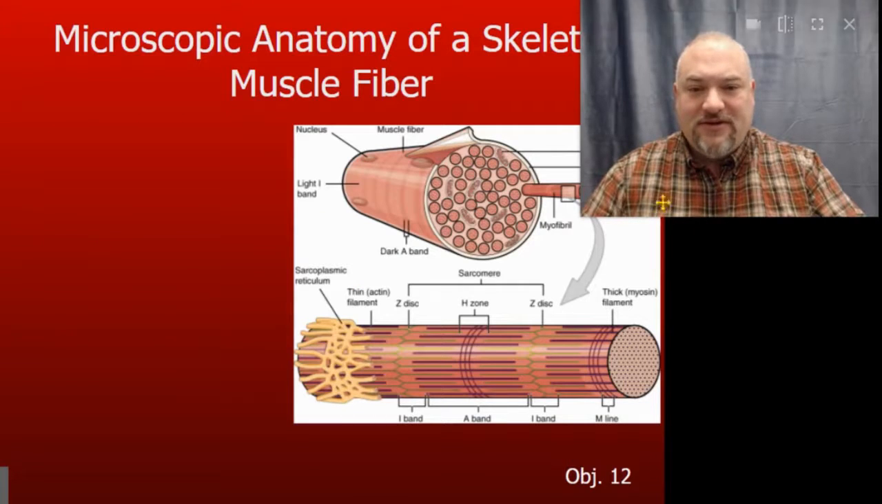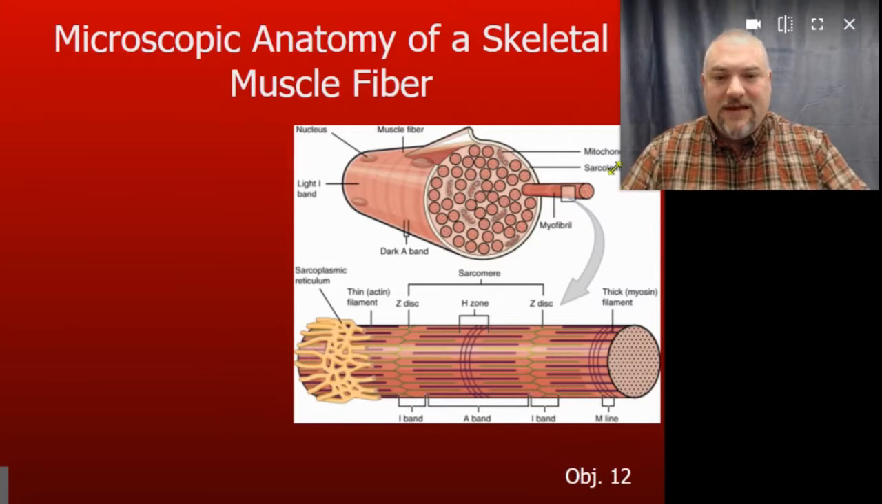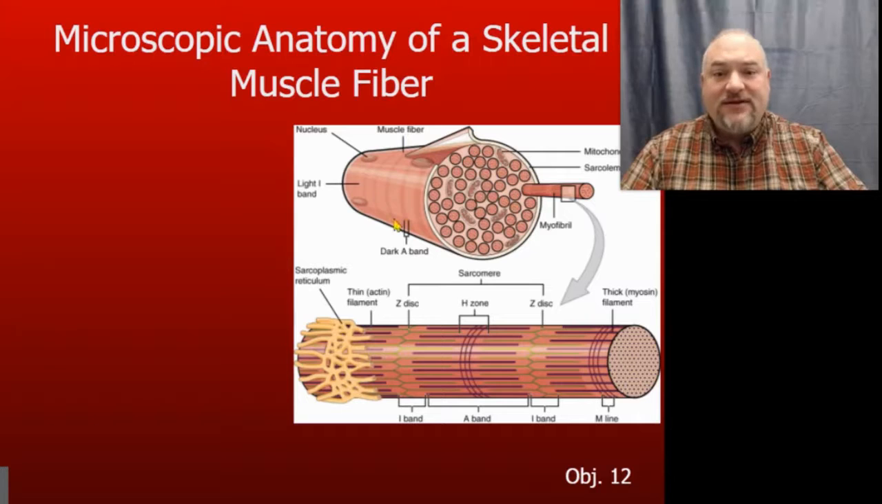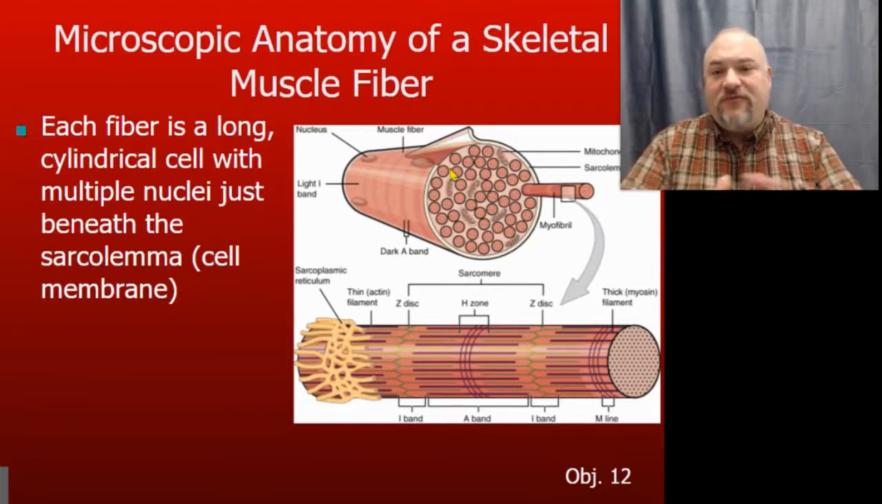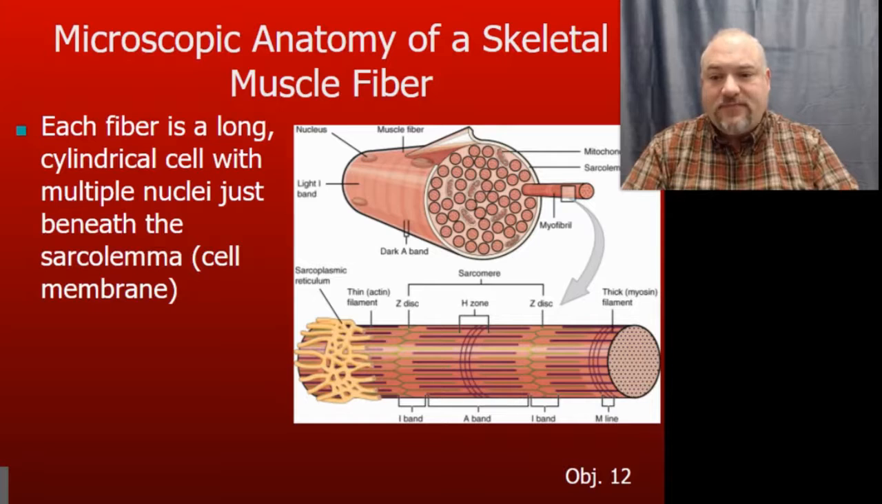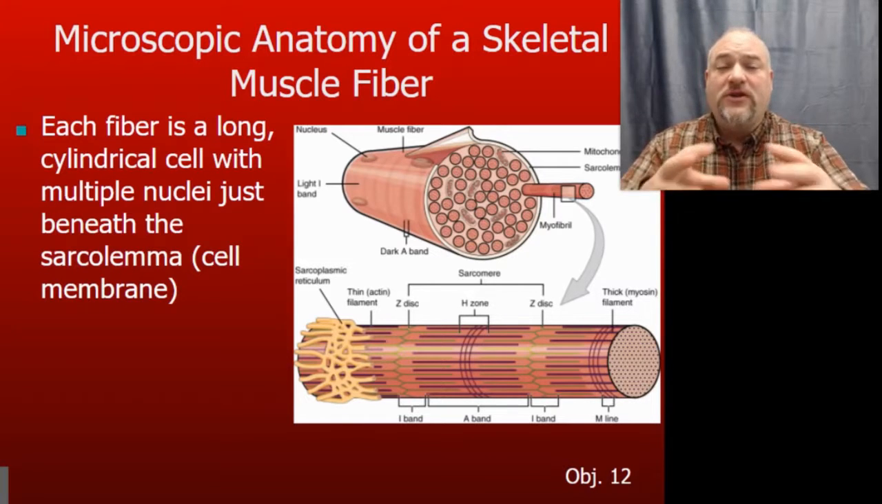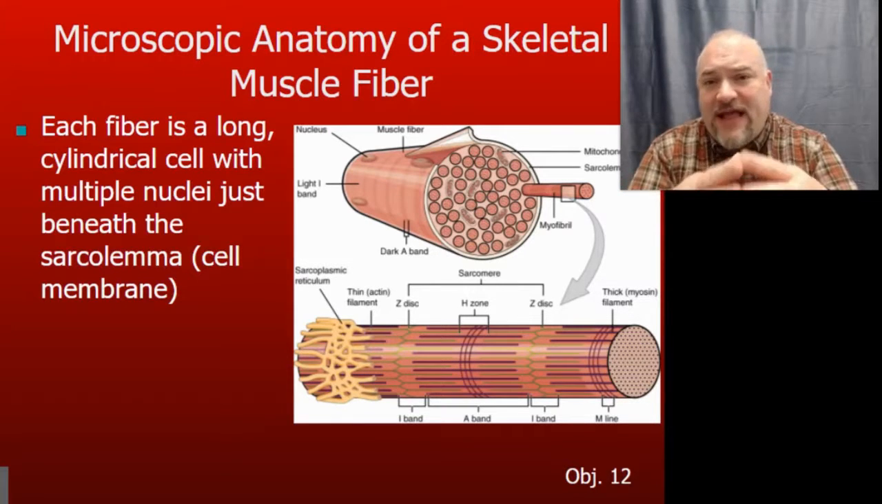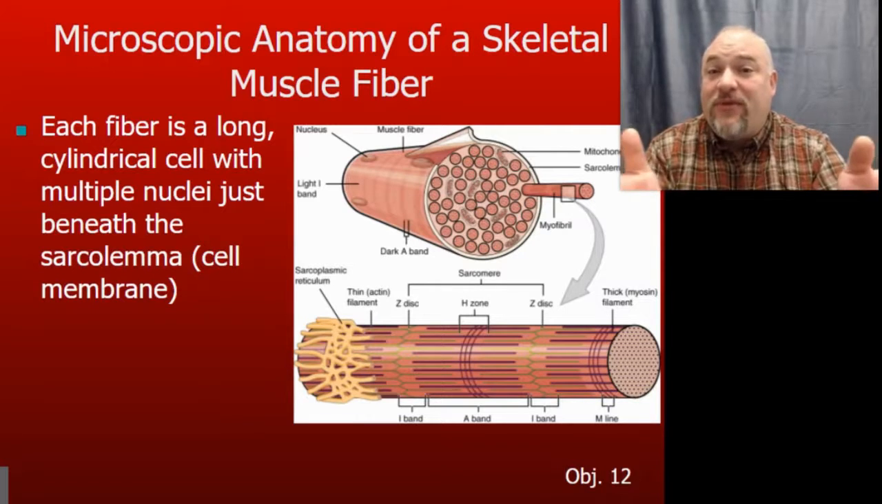All right, so let's take a closer look at this. Okay, so here you're looking at a single muscle fiber or a muscle cell. Each fiber is a long cylinder with multiple nuclei. We learned that in our histology unit. And they lie within the sarcolemma. The sarcolemma is a fancy word for the cell membrane of a muscle cell.